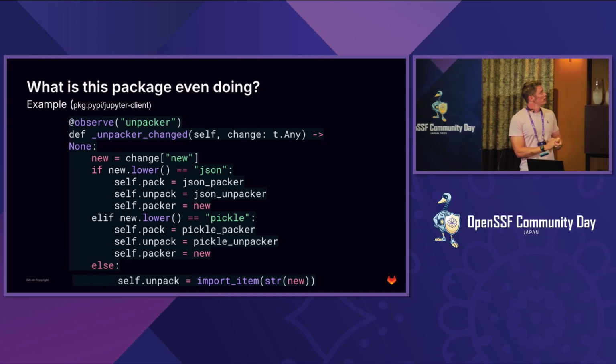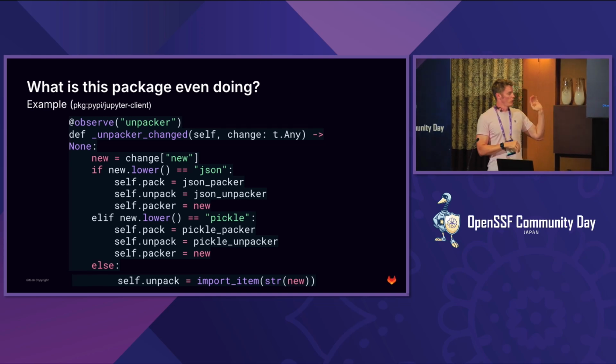So one of our rules triggered on them, basically their session objects. You can pass in how you want to deserialize the message. It can be JSON or it could be pickle. Or the last one, you can just pass it a string and it'll just import that. And I guess you can just execute code that way. So this looks, to me, as a security researcher, pretty vulnerable.